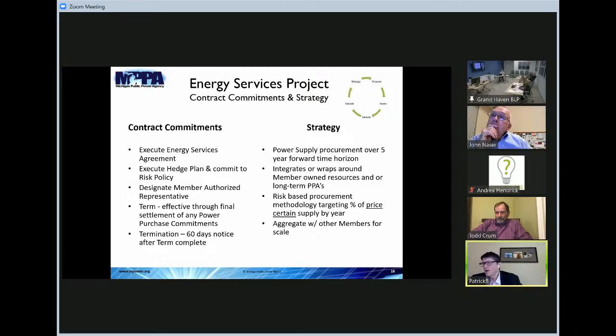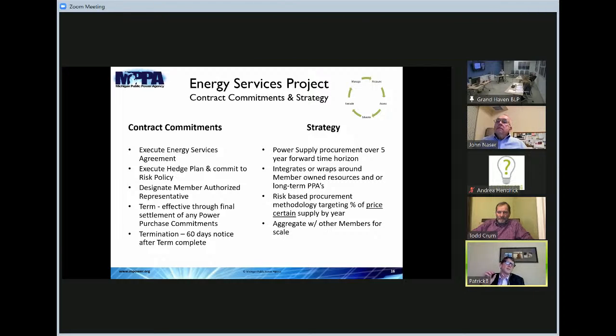So the power supply procurement is really done over a 5-year time horizon, and integrates or wraps around member-owned resources and our long-term PPAs. And as I mentioned earlier, previously Grand Haven produced most of their power through the Sims power plant, so they didn't have significant need for power supply from the agency. That's obviously changed now. And the power that is purchased is done through a risk-based procurement methodology.